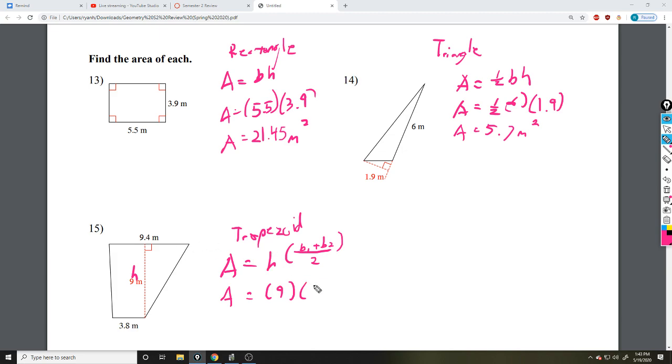So my bases are 9.4 and 3.8. And we're going to cut that in half. So that equals 9 times, well, let's see. This is 13.2. Cut that in half, and we're going to get 6.6. So we have 9 times 6.6, which is 59.4. Again, meters squared, since it's an area.